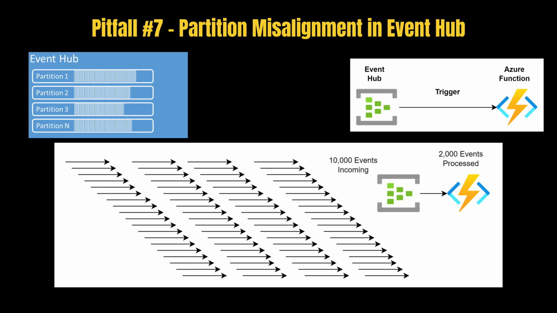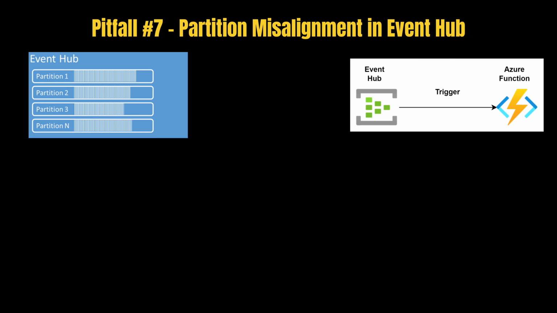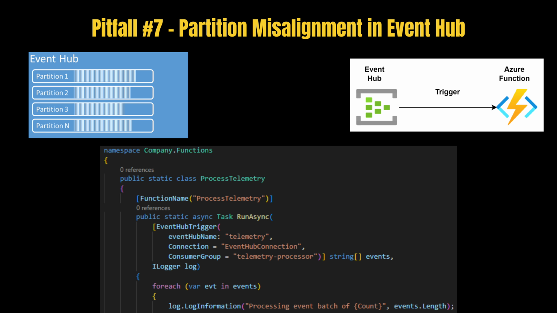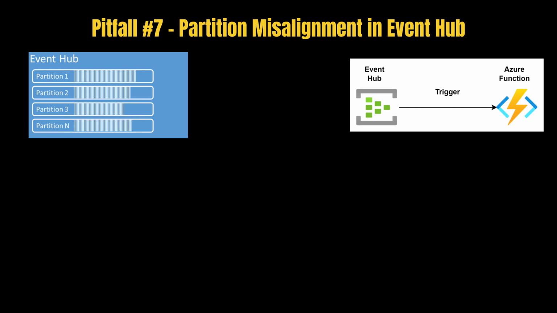When you connect Azure Functions to an Event Hub, each partition is owned by a function app instance. If you have fewer active function instances than partitions, some partitions simply don't get picked up. Uneven partition ownership, messages stuck in idle partitions. So here you're seeing an Azure function which is triggered by the Event Hub trigger, and the events are coming in through this particular consumer group called telemetry processor. And the Event Hub name is telemetry and the connection string is specified over here.